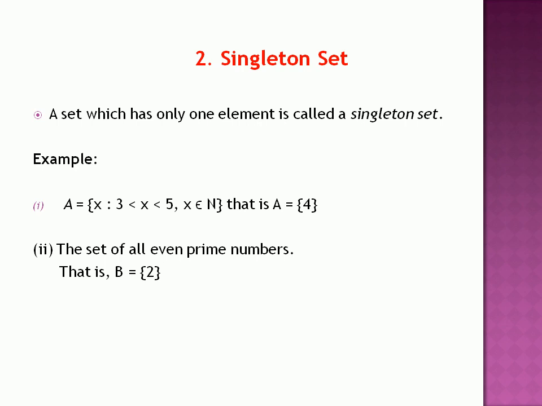And the second example, the set of all even prime numbers. The even prime number is the only one. 2 is the even prime number. So it is a singleton set. Okay.